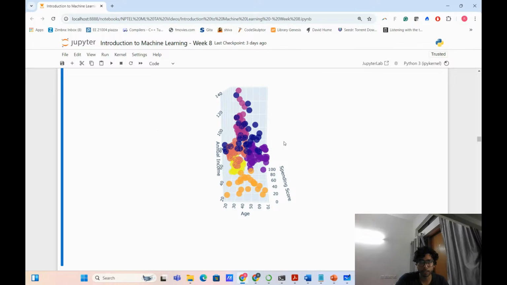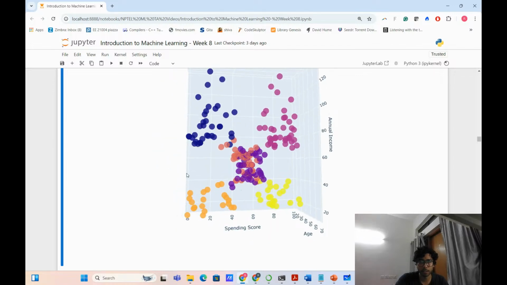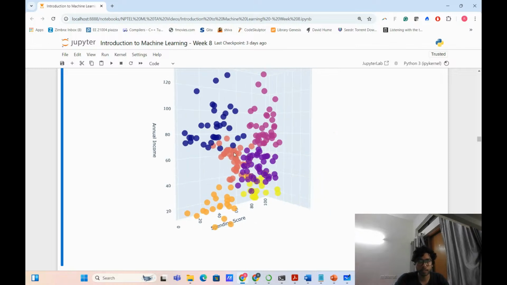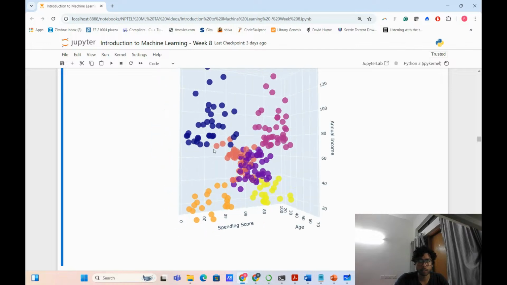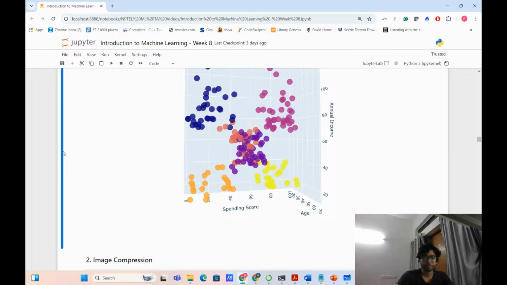This is a movable 3D graph, right? It's hard to visualize, but you can rotate this and see that. Okay, so these lie in the lower age, and higher spending score, and higher annual income. So these are the points. Similarly, these blue points are lower spending score, lower age, and higher annual income, right? And so on.